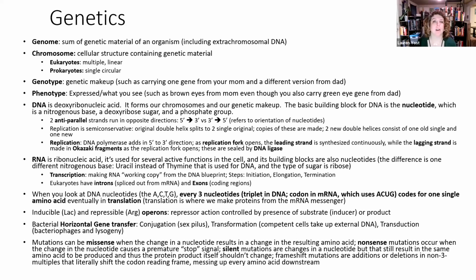Then we have the nitrogenous base, whatever it might be, the A, T, C, or G. That's the nitrogenous base portion. And then the phosphate group. And then we just repeat that nucleotide, which is that nitrogenous base plus the sugar plus the phosphate group, over and over and over again to make up one side of that double helix.